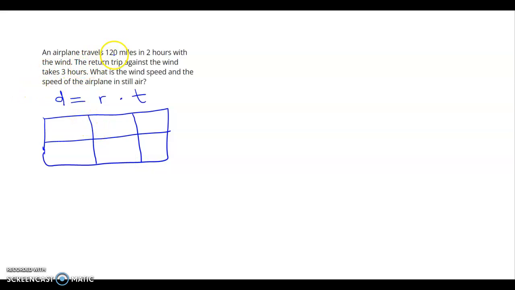So we know an airplane travels 120 miles and then a return trip. So right there, that gives us the distance. So it's 120 both ways because they're just going there and back. So there you go. We've got our distance filled in.